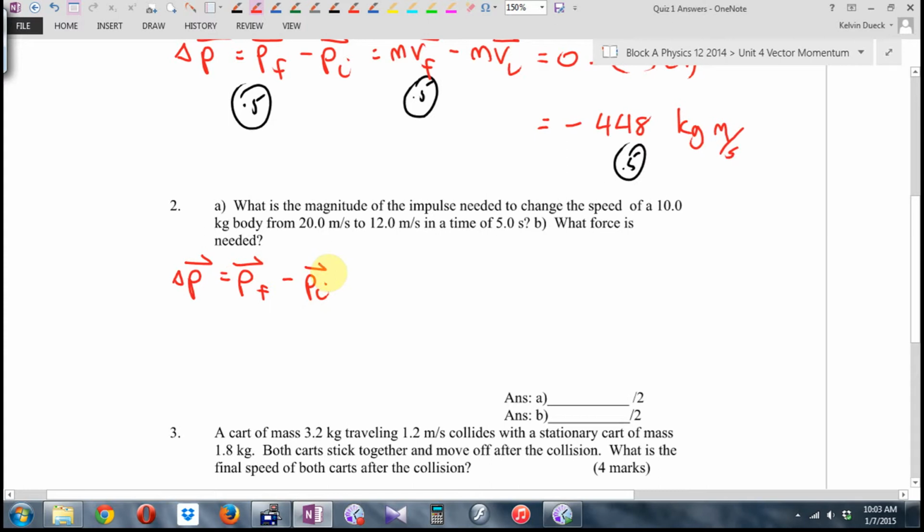Wait a minute, Mr. Dueck, why didn't you go force times time? I see time there. Yeah, I do too, but I don't see force there. And in fact, I notice part B says find the force. So I said, oh, I bet you they gave me the time so that once I find the impulse, I can find the average force. It's going to be mv final minus mv initial. It's going to be 10 times 12 minus 10 times 20. I think your answer for part A is going to be 120, take away 200. Do you get negative 80?